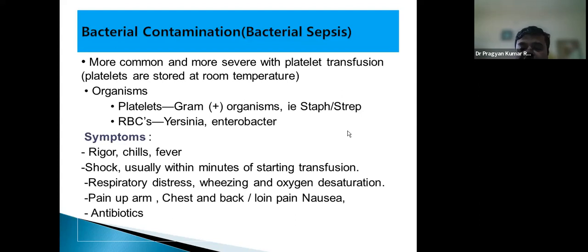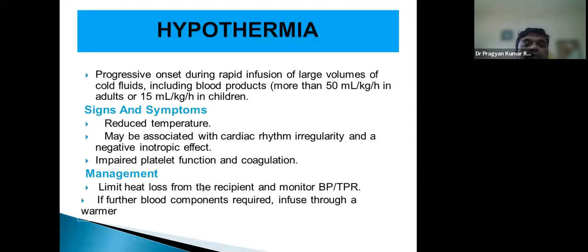If blood has not been stored at adequate temperature, or during transportation has been exposed to normal temperature for a longer duration, there's a high likelihood of bacterial growth in it. Whenever this blood is transfused to the recipient, there is sudden rigor, chills and fever, and most patients land in shock, usually within minutes of starting the transfusion, because you are suddenly infusing a lot of bacteria into the blood. There occurs respiratory distress, wheezing, oxygen desaturation, pain in the arm, chest, back, loin pain, and nausea. Treatment is mostly antibiotics.